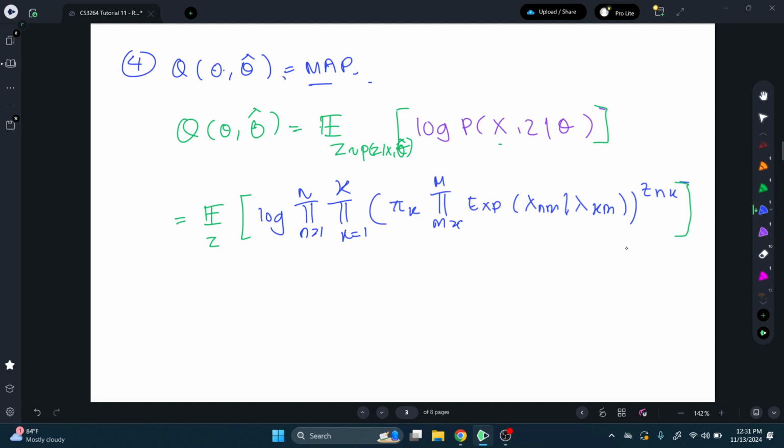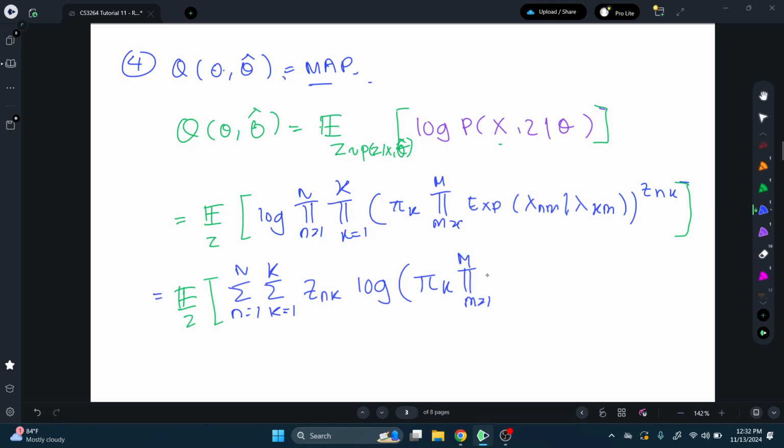Okay, so if I expand this part, then I will notice that the log of products, again, you should already be familiar with this, will be the sum of logs. So now this will be the sum of n equals 1 up to capital N, sum of k equals 1 up to capital K. Now, there's a power here, right? So I will put the log of a power, so the power will be brought down. So now this will be z of nk times the log of whatever's inside here: your pi k, product from m equals 1 of the exponential.